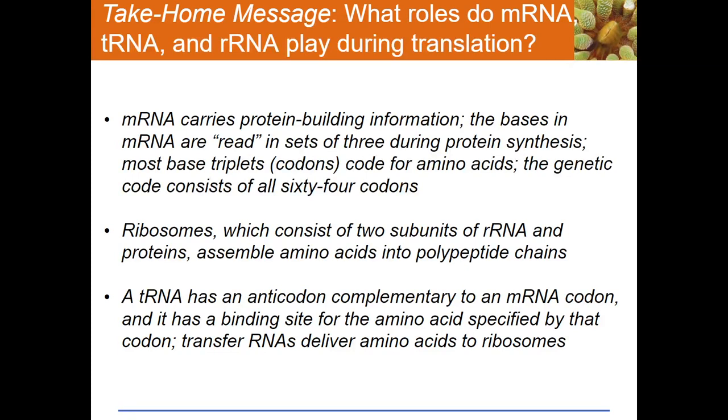There are 20 amino acids, but there are 64 different possible codon combinations you can have. Ribosomes, which consist of 2 subunits of RNA, rRNA, and proteins, assemble amino acids into polypeptide chains. They're the factory where it all comes together. The tRNA has the anticodon complementary to a messenger RNA codon.